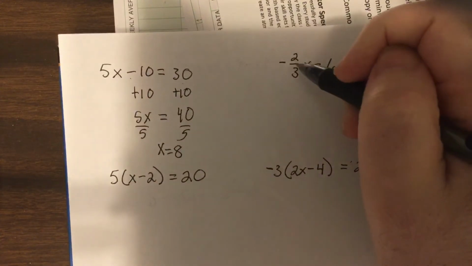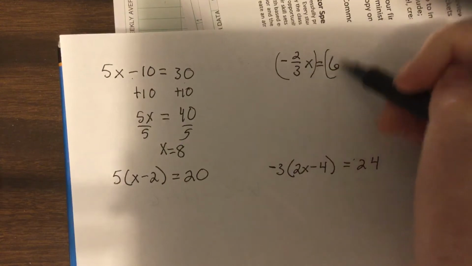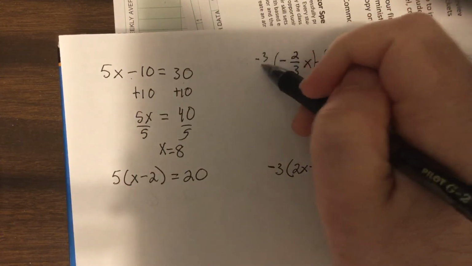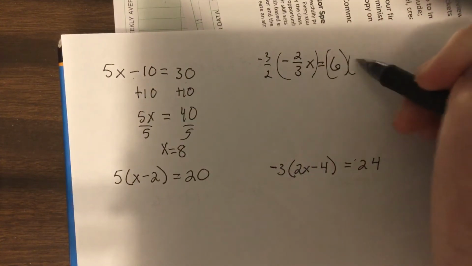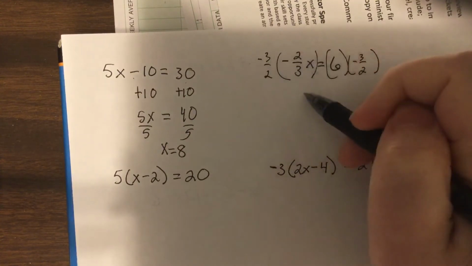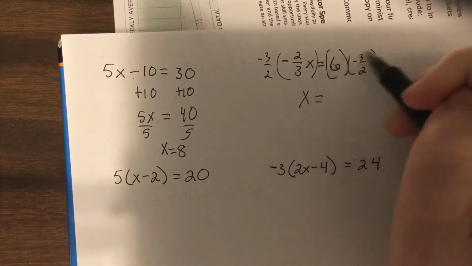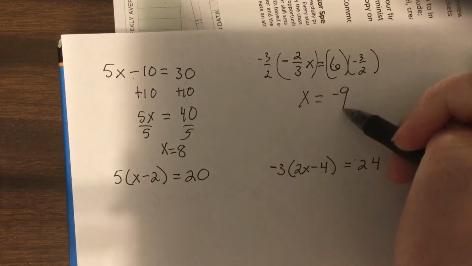Now this one, we're going to multiply both sides by the reciprocal, so this turns into 1. So negative 3 halves. So this would be 1, that's x. 2 goes into 6 3 times. 3 times negative 3 is negative 9.